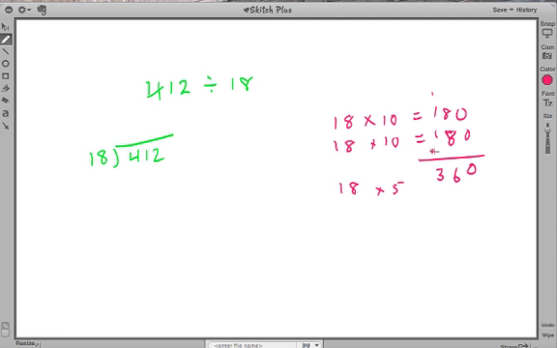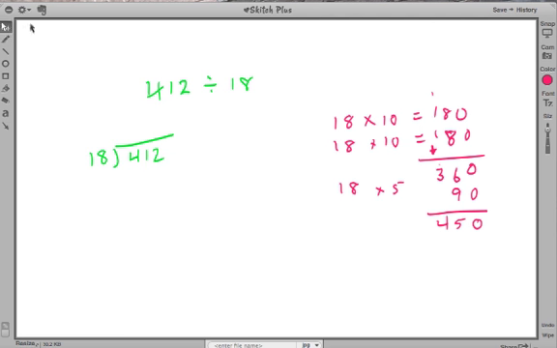Okay? I keep forgetting to add my addition sign here, but I want you to remember that that's what we're doing. 180 plus 180 is 360. 18 times 5 is half of 180, so that's 90. And 360 plus 90, it actually ends up being 450, and we went over our 412.